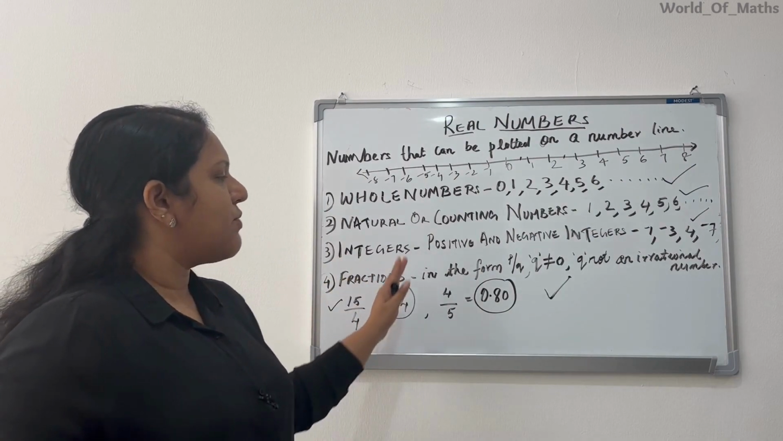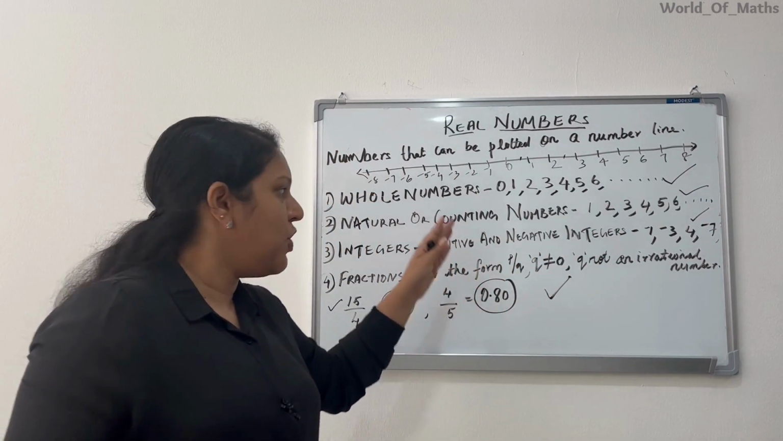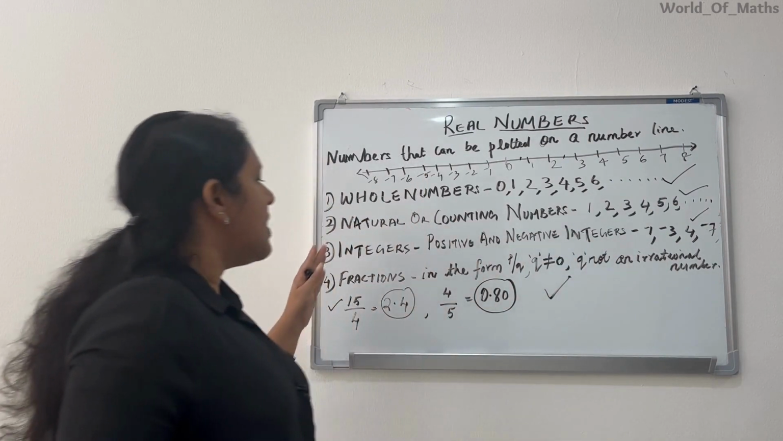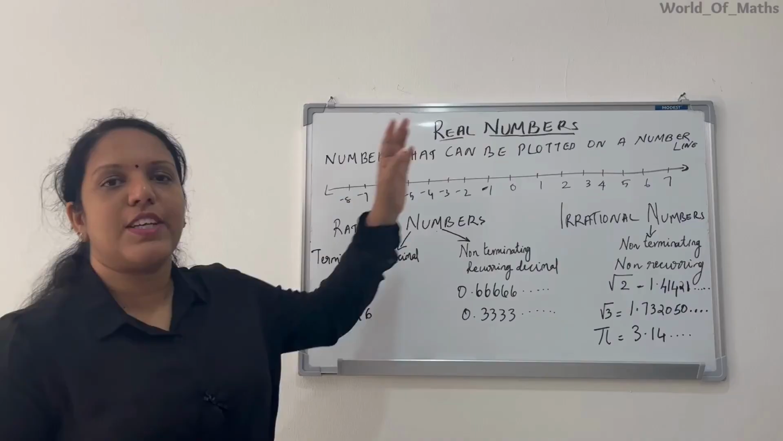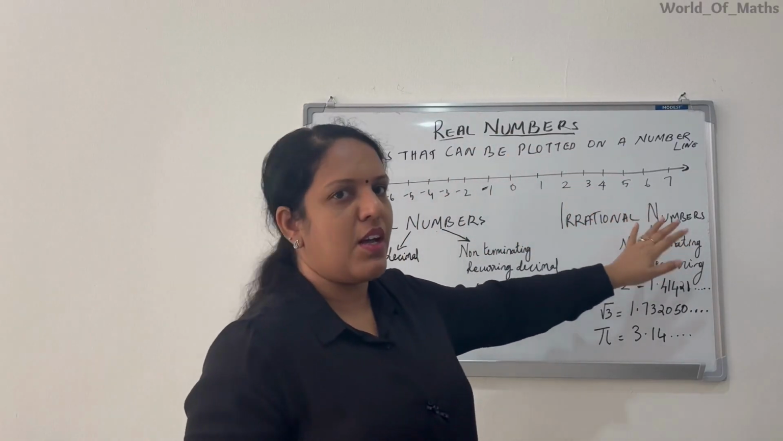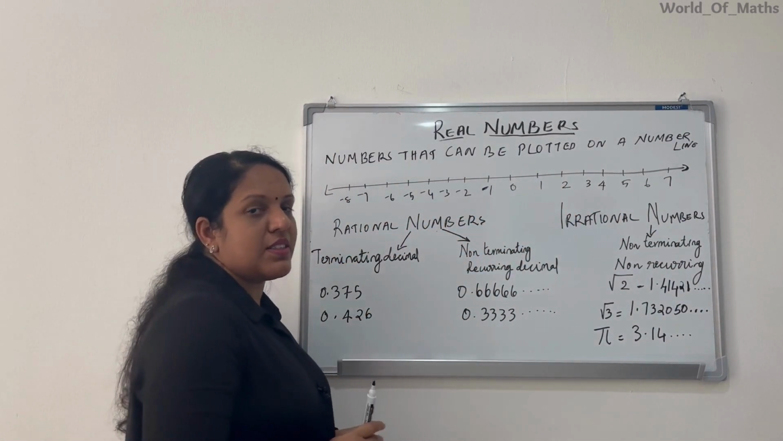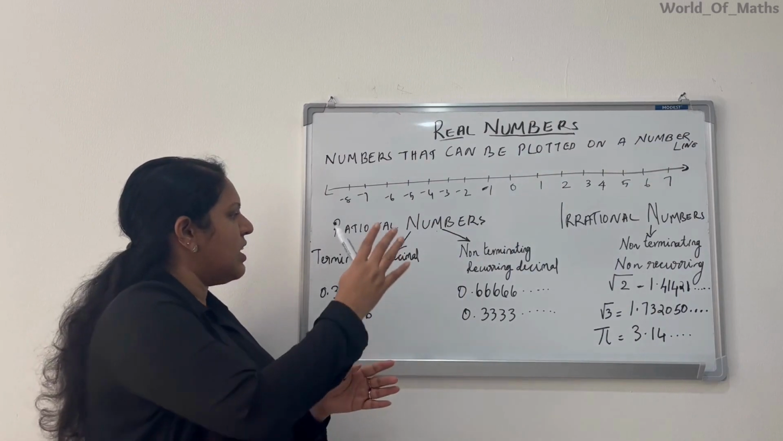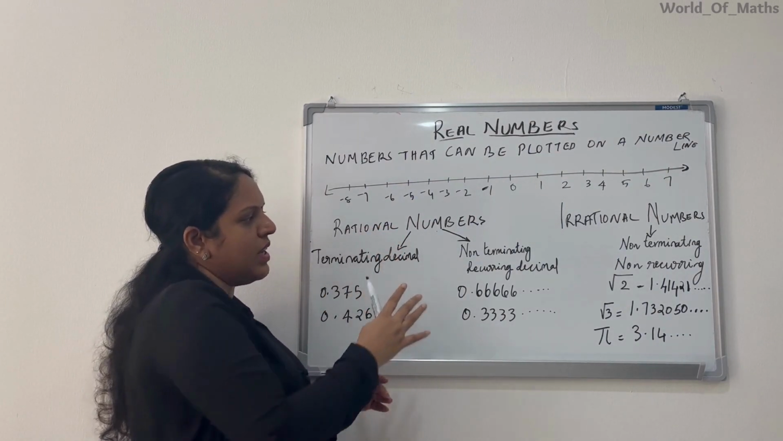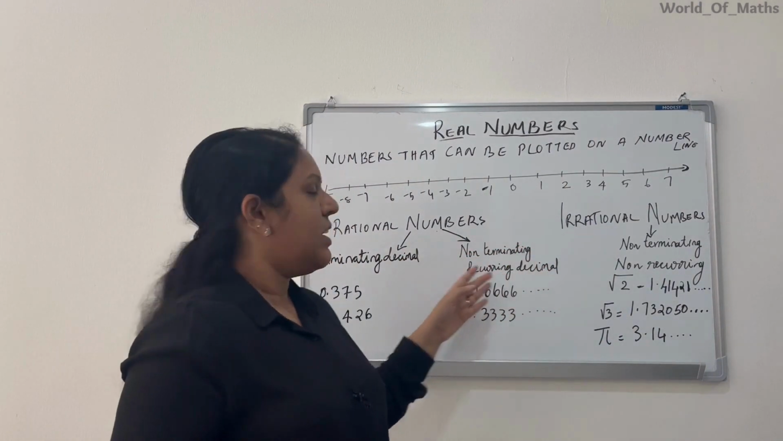Then the fractions, expressed in the form p by q with these two conditions, where q is not equal to 0 and q is not an irrational number. Yes, these are also real numbers. The next set of numbers are rational numbers and irrational numbers. So what are rational numbers? There are two types of rational numbers: one has terminating decimals, and the other has non-terminating recurring decimals.